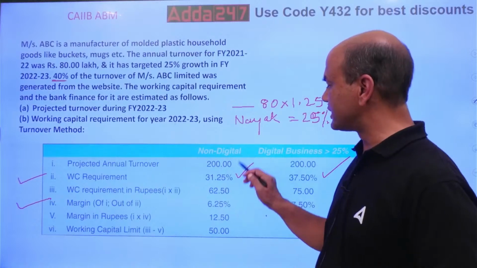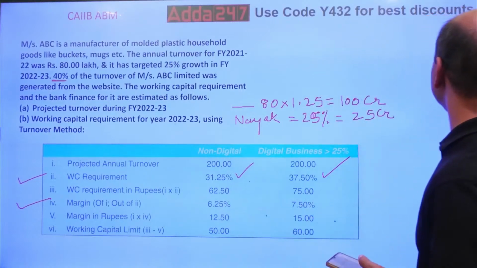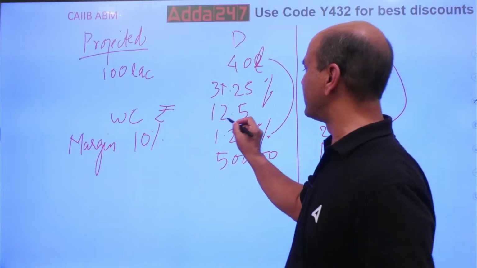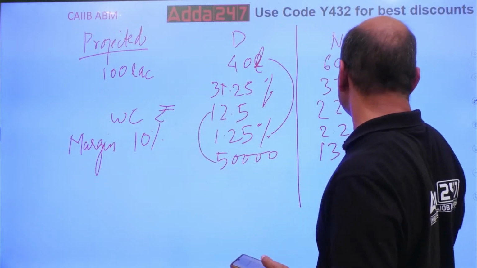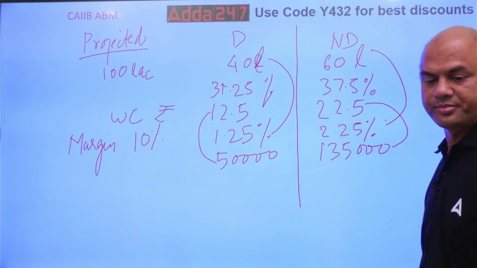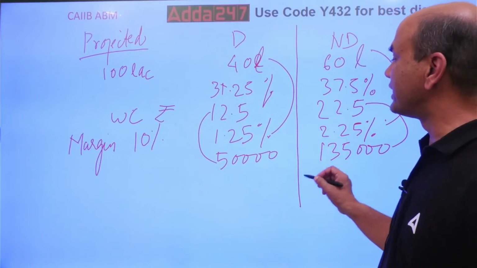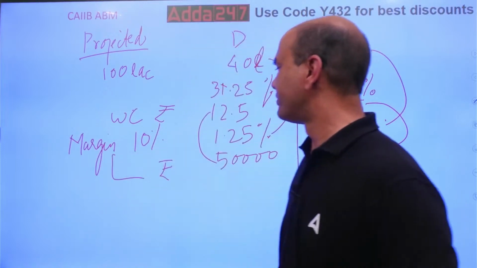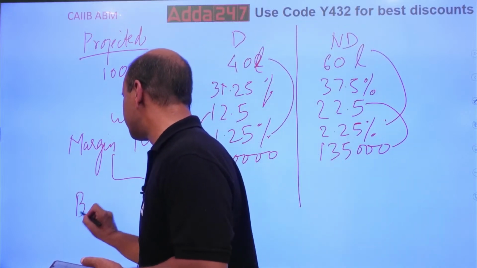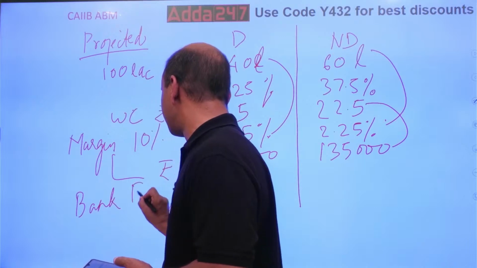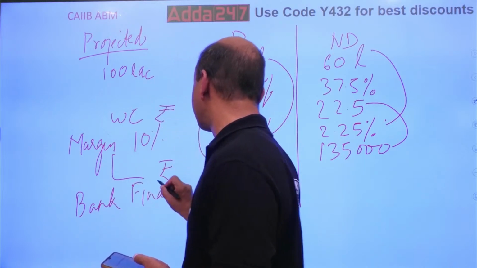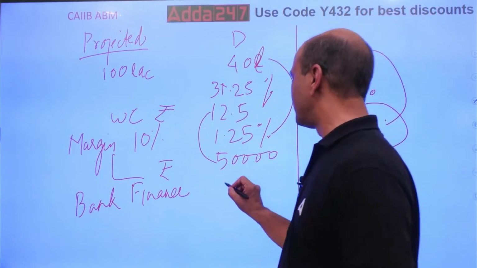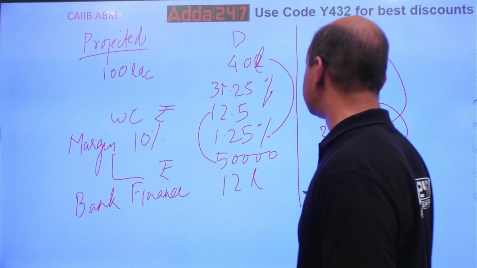Now once you get the margin, just subtract it from the WC requirement, because this is the margin which the customer will bring in. So what is my WC requirement? It was this 12.5 lakhs. Now subtract it. 12.5 minus 50,000. So what is my bank finance? Bank finance equals 12.5 minus 50,000, so it comes out to be 12 lakhs. 12 lakhs bank finance in the digital part.